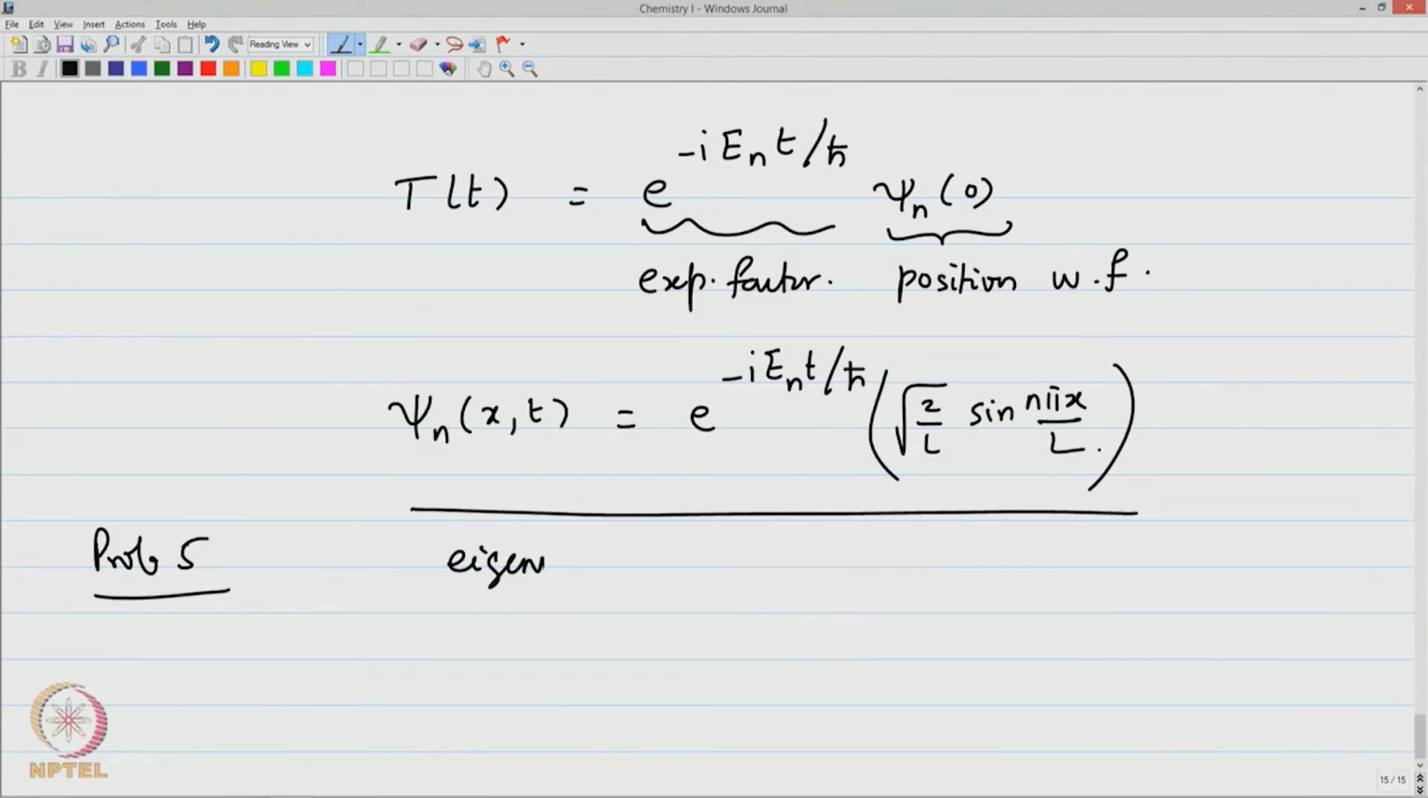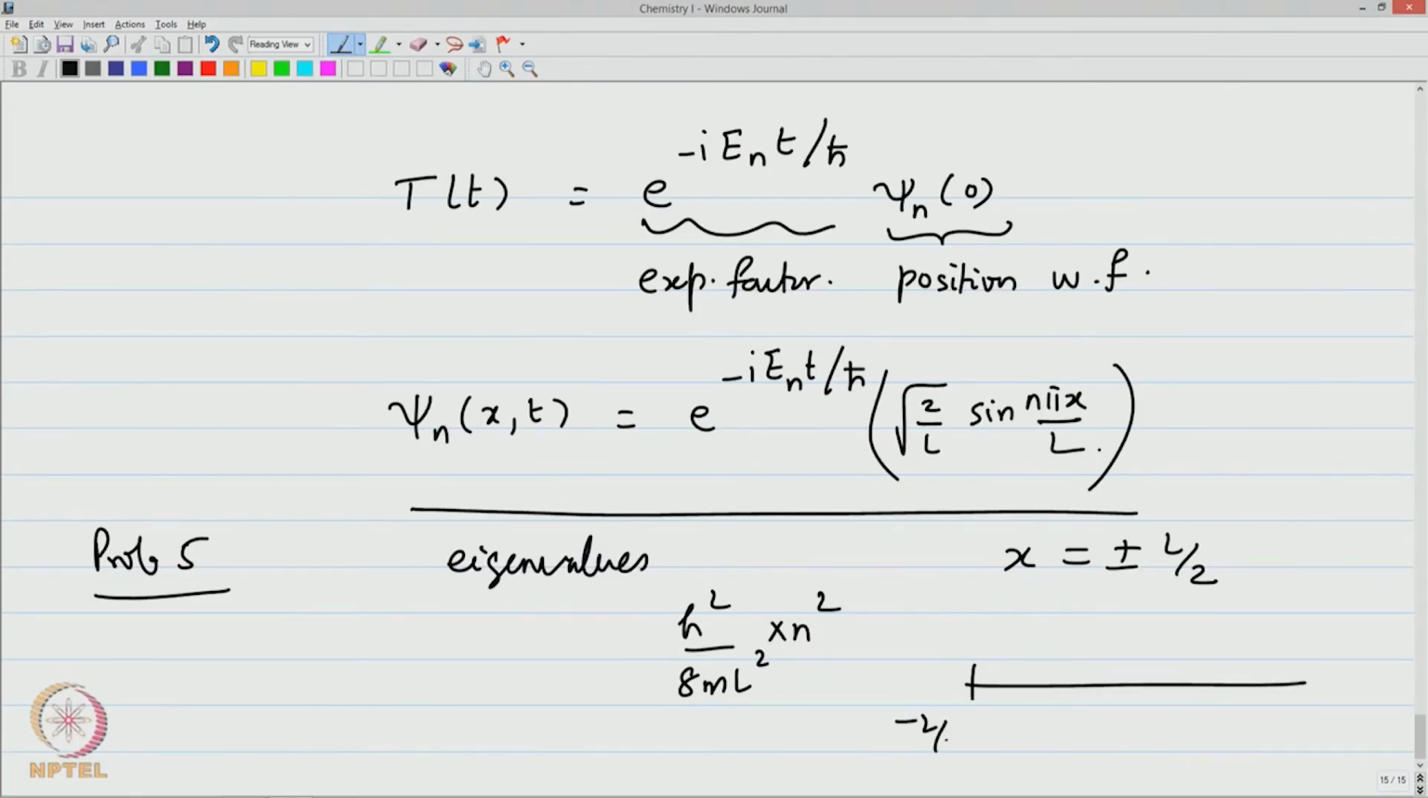Therefore, the answer to the question about the eigenfunctions is slightly different, but the eigenvalues, problem 5, for x is equal to plus or minus L by 2, are still h square by 8 m L square times n square, since the box width is from minus L by 2, this is 0, to plus L by 2. The box width is L. That does not change. What about the eigenfunctions?